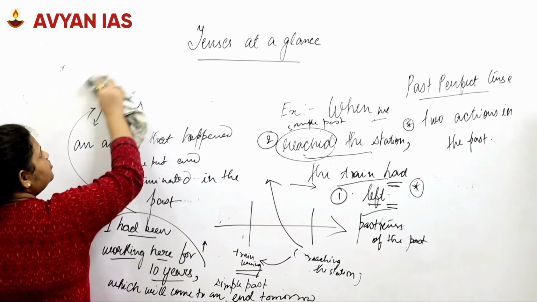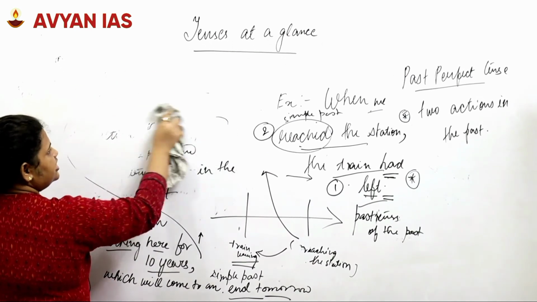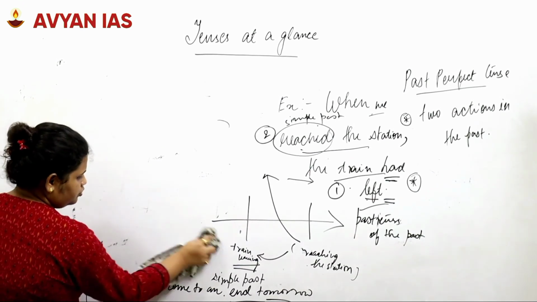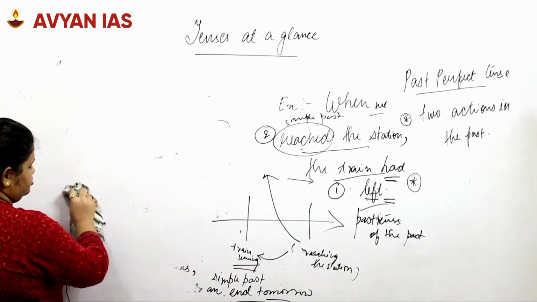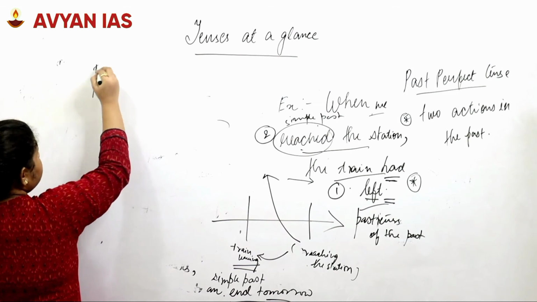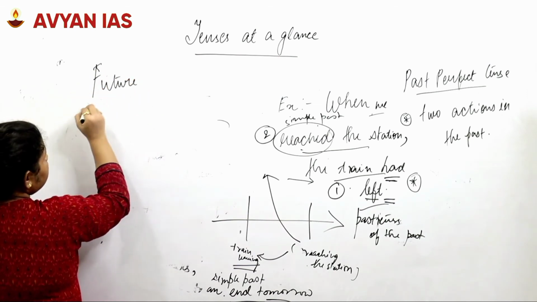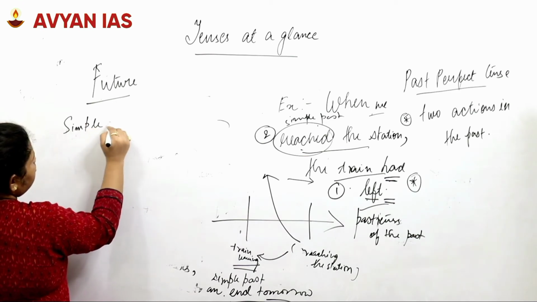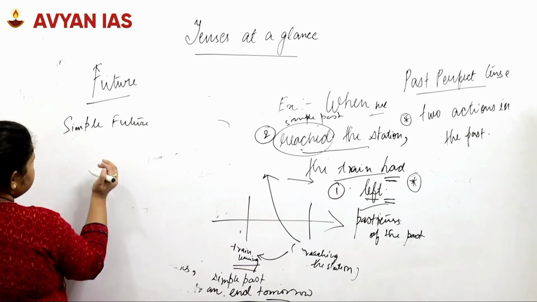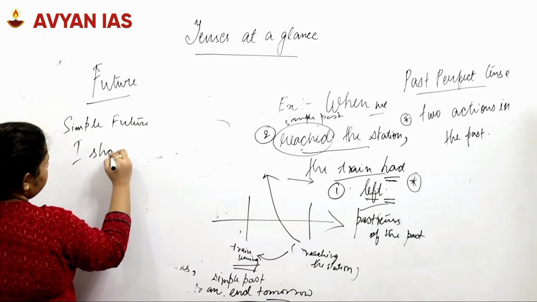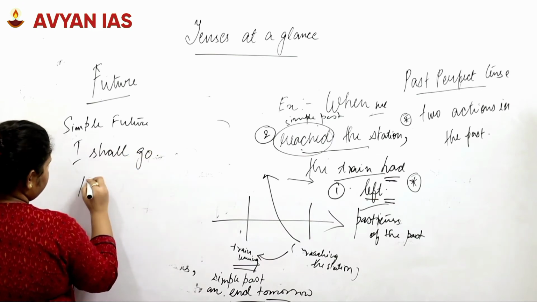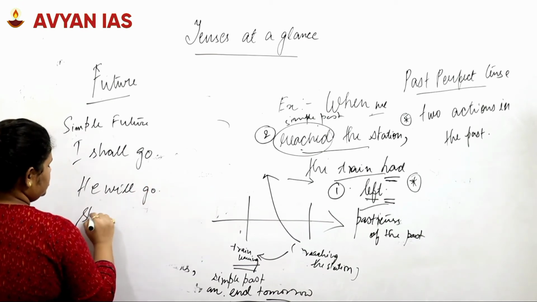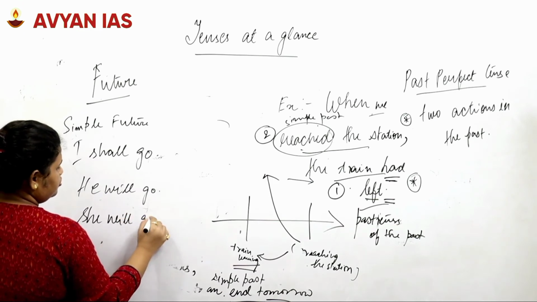That is the third and the last part of our tenses, that is the future tenses. And like the past and the present tense, future tense would also be divided into 4 parts. Future tense would be simple future, that is I shall go, he will go, or she will go.